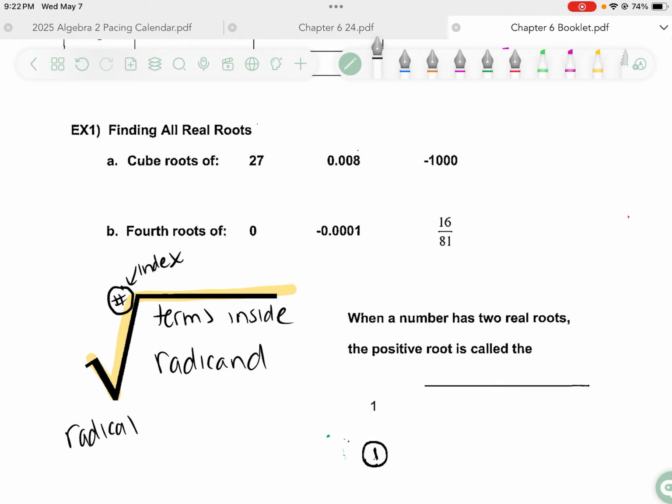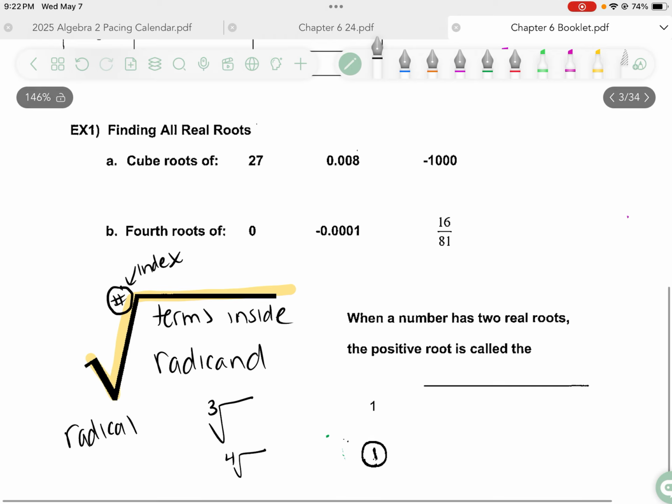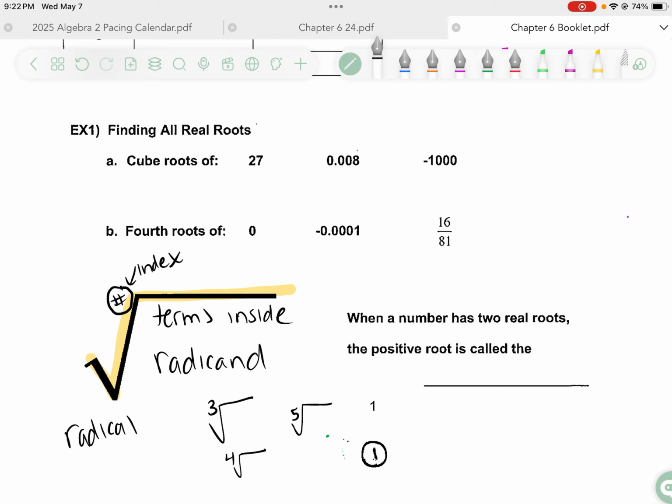So for example, if we take the cubic root, that means there's a little 3 there. The fourth root would have a 4. The fifth root, so on and so forth. Okay, it's different from having a big number outside. Like, for example, this is 3 times the square root of 2. That's different. This 3 here, that's multiplication. That's not the index. The index is always a little number.